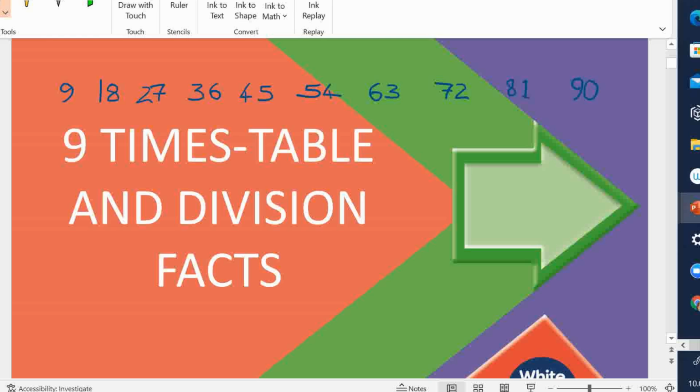Okay, yeah. So I'm just going to show you a little trick for working out the 9 times table. Let me show my screen. Okay, just wait, let me admit all these people.